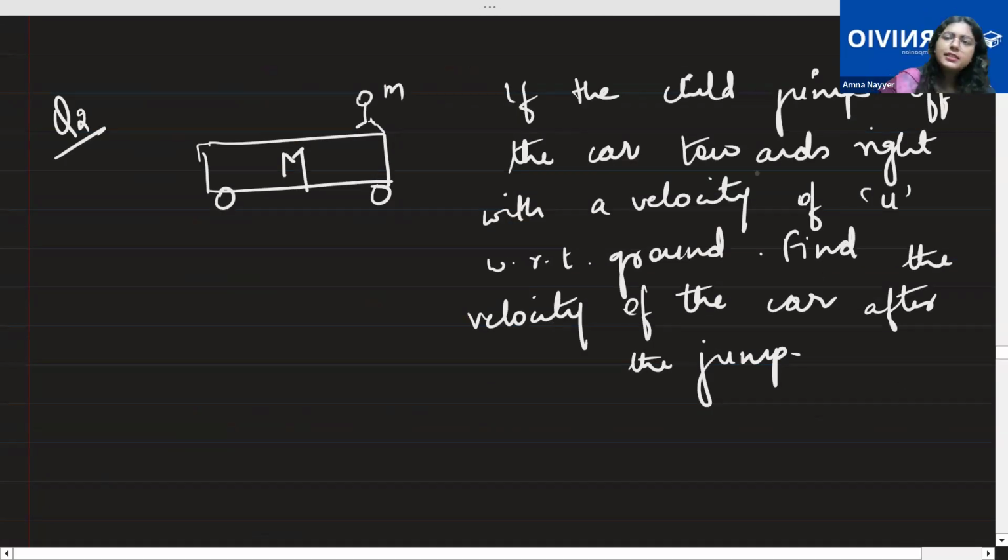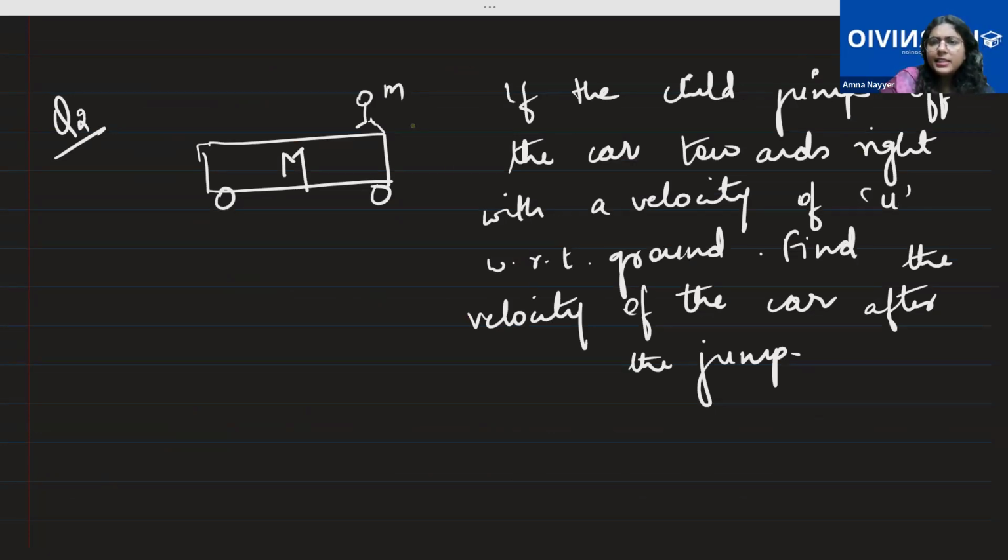Okay, so this is a question. If the child jumps off the car towards the right with a velocity u with respect to the ground, find the velocity of the car after the jump. Basically, the child is jumping off the car and going out with a velocity u. So the momentum of the child will be mass into velocity, that is mu.